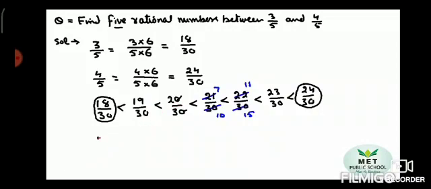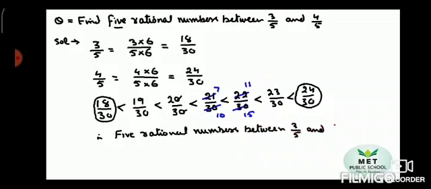Between 3 by 5 and 4 by 5, the 5 rational numbers are 19 by 30, 2 by 3 (after simplification, 10 twos are 20, 10 threes are 30, so 2 by 3), 7 by 10, 11 by 15 and 23 by 30.